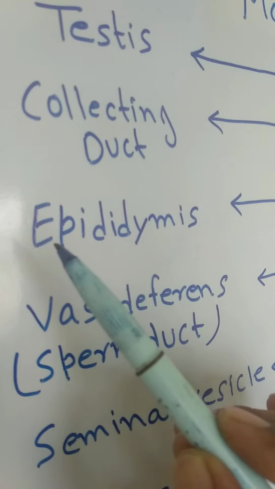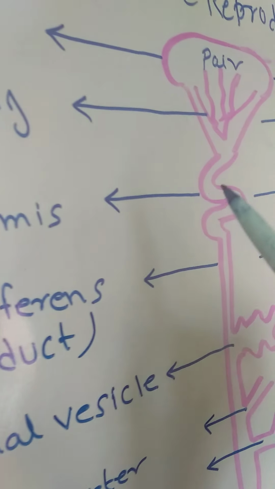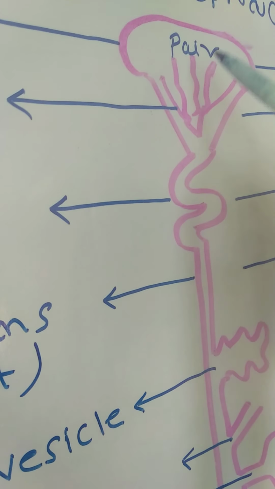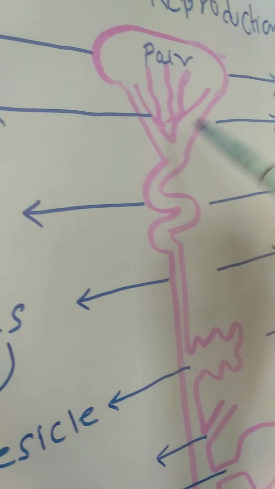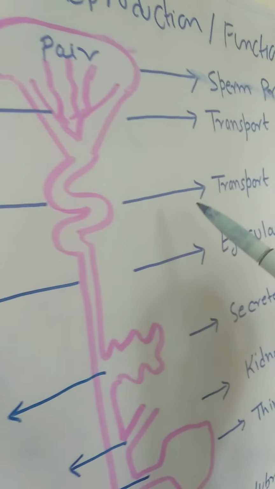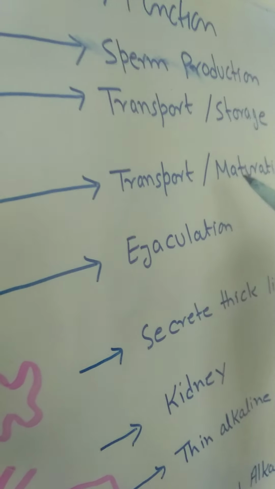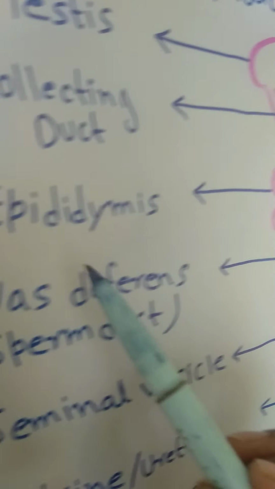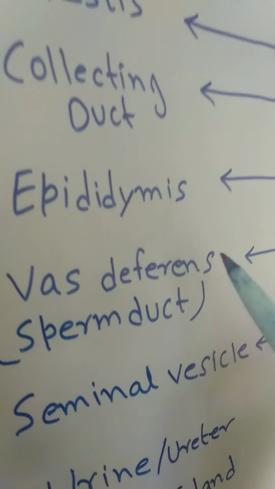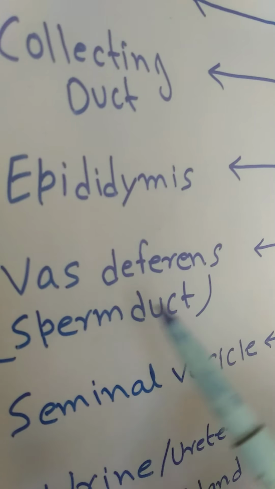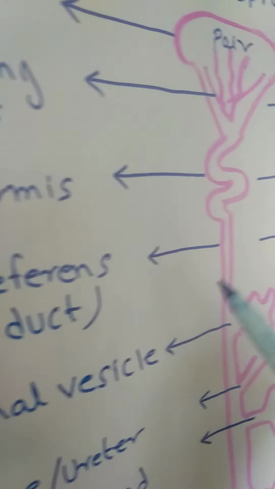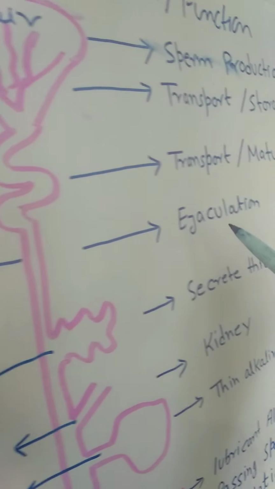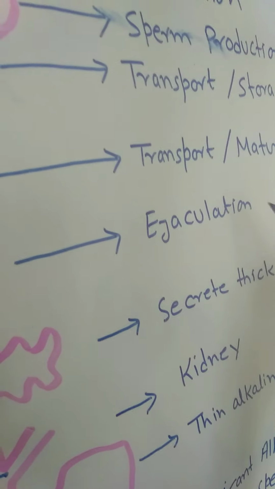Third point, epididymis. Epididymis is a pipeline structure which originates from the testis, passes through the testis and helps in transportation and maturation of sperm. Then next point, vas deferens. Vas deferens is also called the sperm duct which arises from the epididymis and helps in ejaculation of sperm.